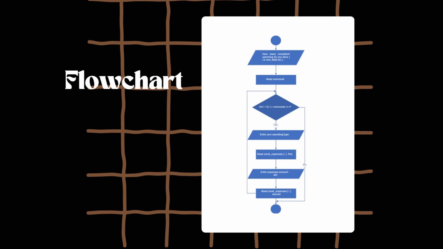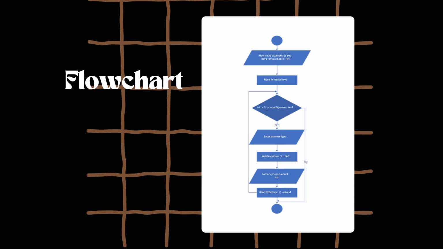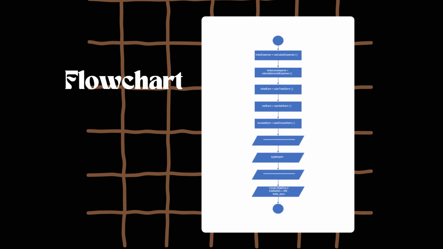In this part, the system will do a for loop based on the number of consistent spending that the user enters. Same as before, this section will need the user to enter their expenses for the month with its amount, using the same type of looping as consistent spending. Before display and output, the system matches the easier variable with the function that has been calculated.